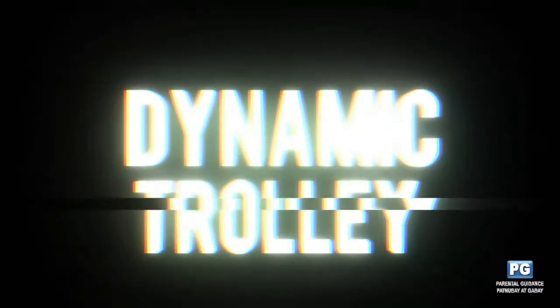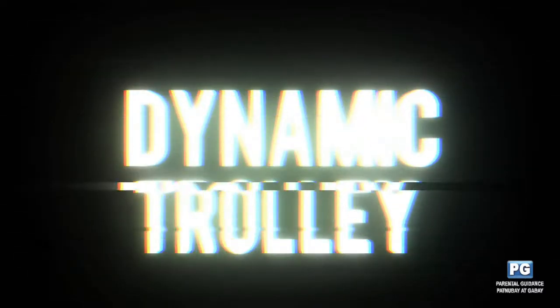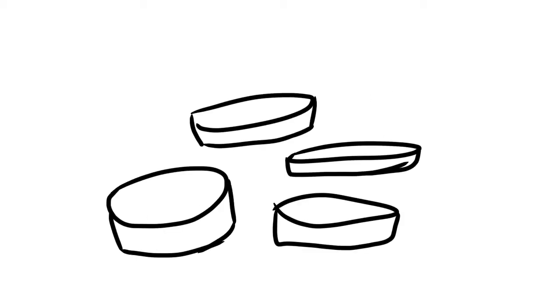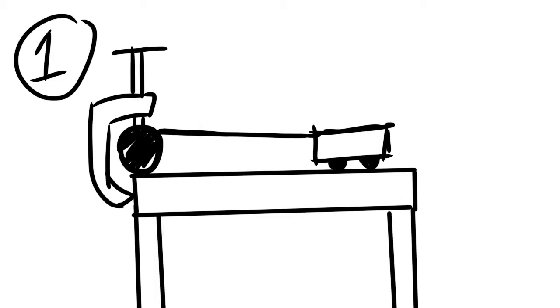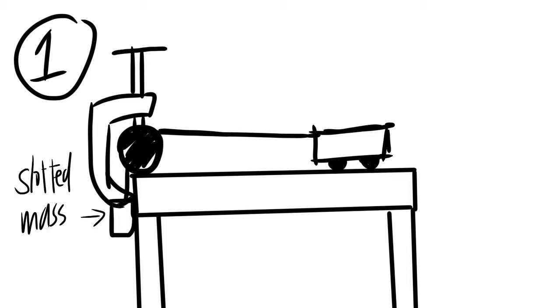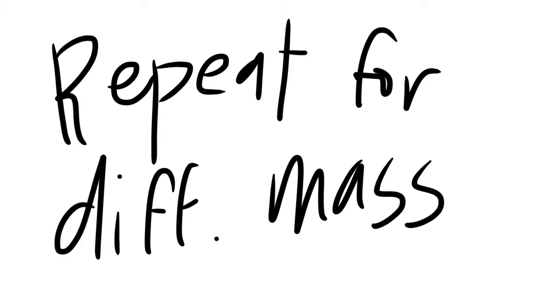Dynamic trolley. In this activity, the materials needed are a ruler, clamp, 4 pieces of 100 gram slotted masses, dynamic trolley, pulley, and string. Step 1. Select the falling mass to be 100 grams. Pull the trolley back so that the mass is raised just below the pulley. Step 2. Repeat this measurement from the same starting position for the trolley several times.